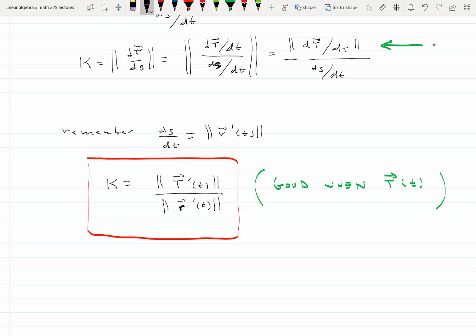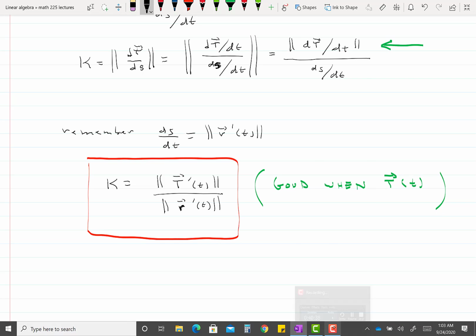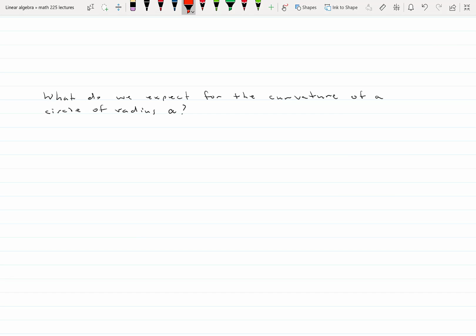What do we expect for the curvature of a circle of radius a? What would you expect of a circle with a small radius? Would it have big curvature or small curvature? We have big curvature. The unit tangent vector on a small circle bends very, very quickly.